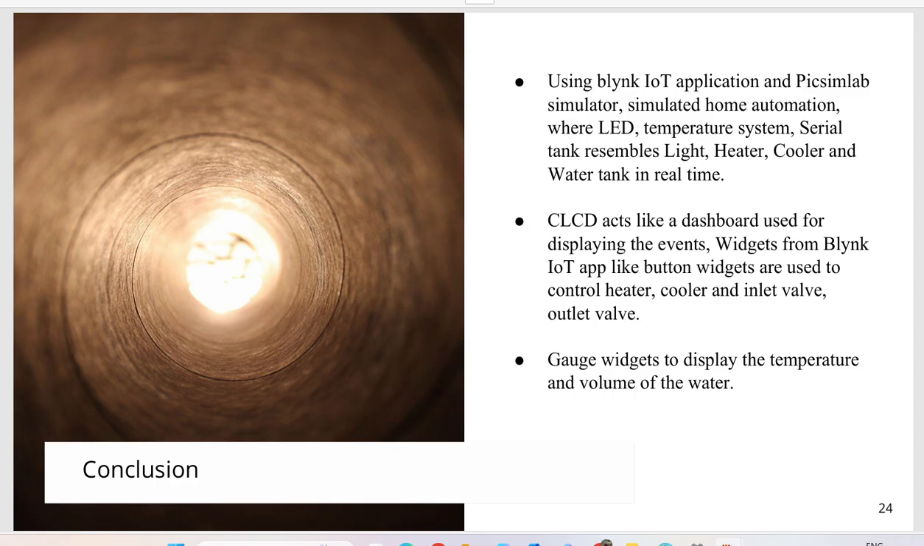Next, coming to the conclusion of the project. The conclusion is that this project successfully demonstrates an IoT based home automation system using embedded systems. It improves convenience, efficiency, and remote monitoring in real world applications. In future, this project can be extended by adding voice control, mobile notifications, real hardware implementation, and AI based automation.